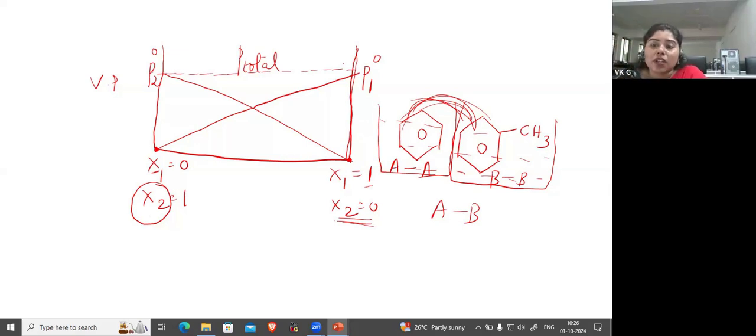That's why you call it what type of solution? Ideal solution, because there is no attraction happening, no repulsion happening. Whatever forces used to be there before, the same forces are there right now also. That is why it is called an ideal solution. Hope it is clear.